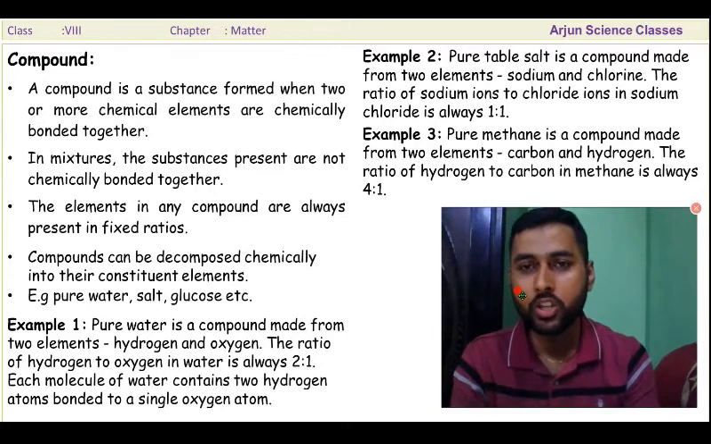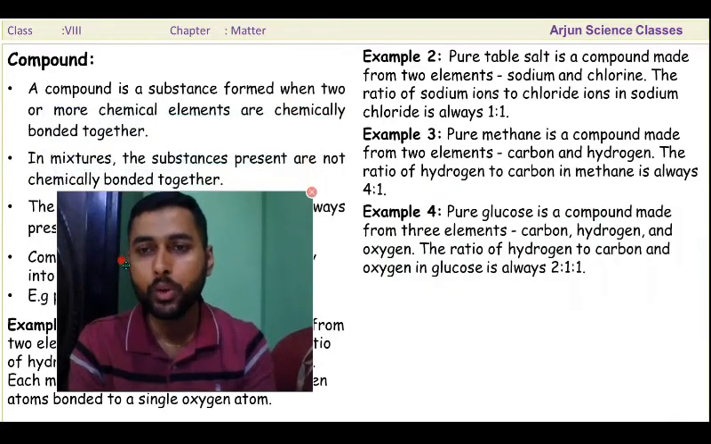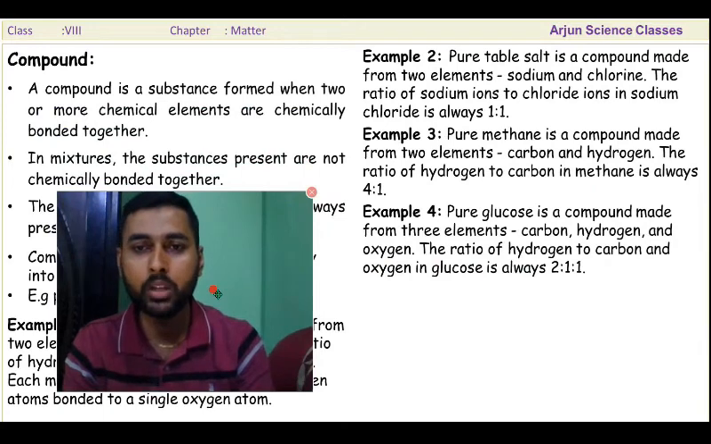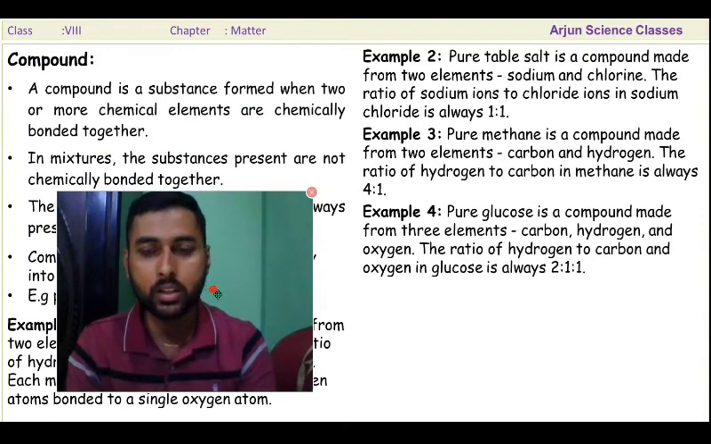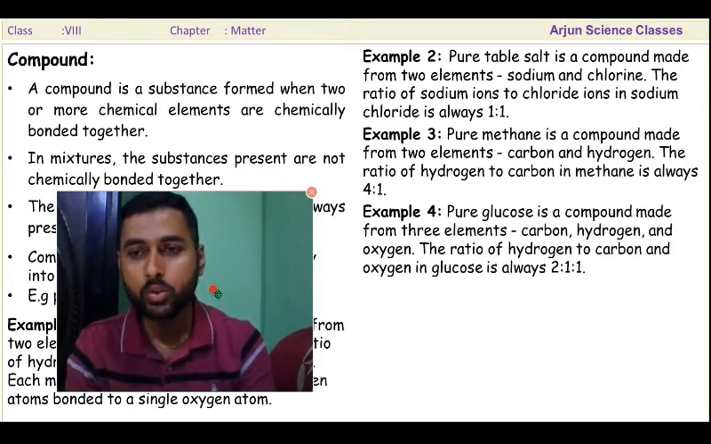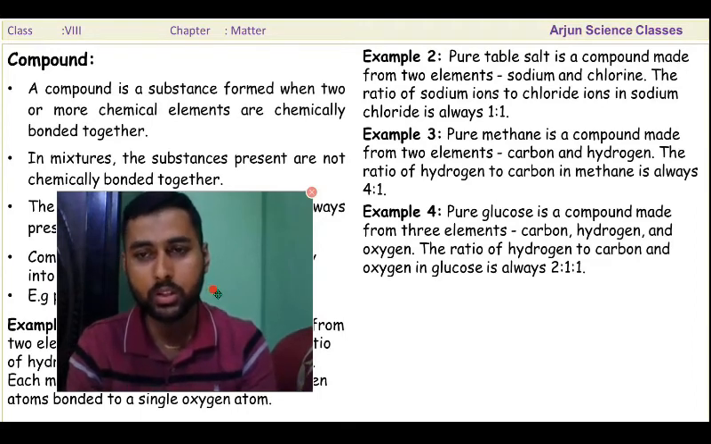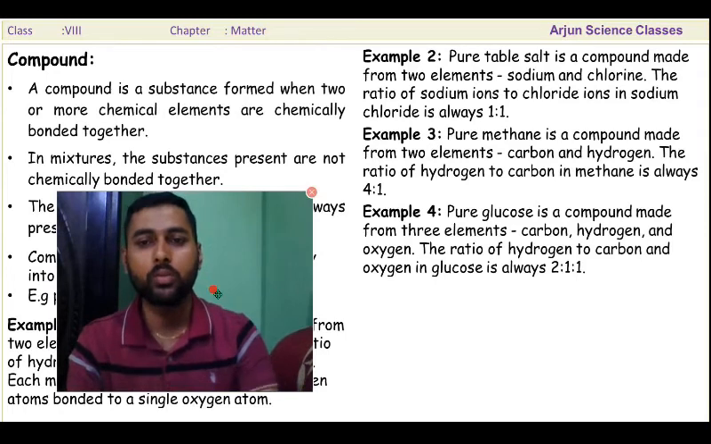Another example, pure glucose is a compound made from three elements, carbon, hydrogen and oxygen. The ratio of hydrogen to carbon and oxygen in glucose is always 2:1:1. C6H12O6 is the molecular formula of glucose. The number of atoms of hydrogen is 2 times the number of atoms of carbon and oxygen, which are in a 1:1 ratio.